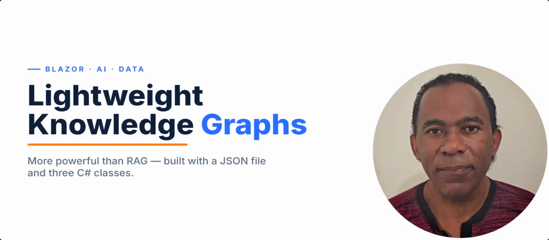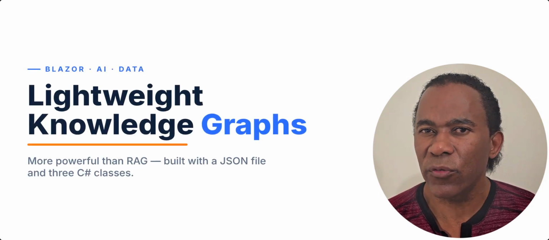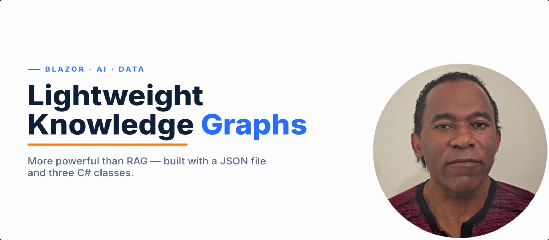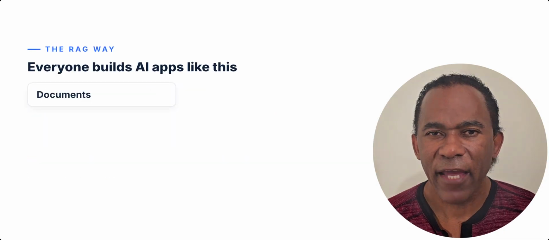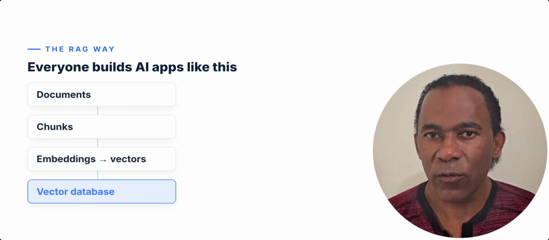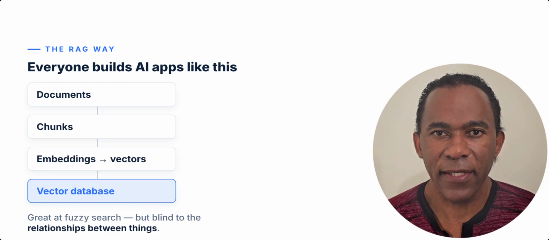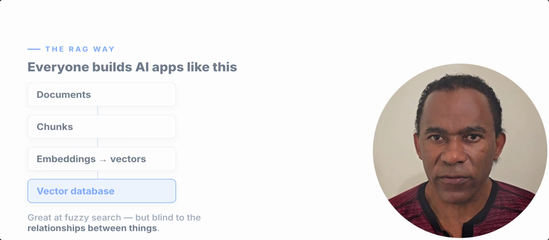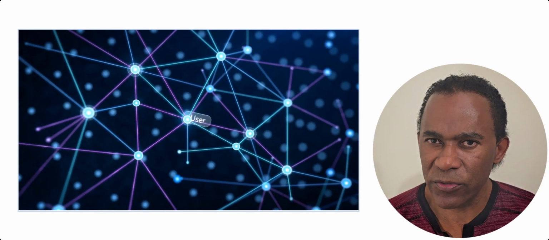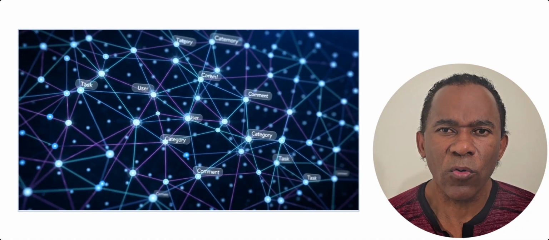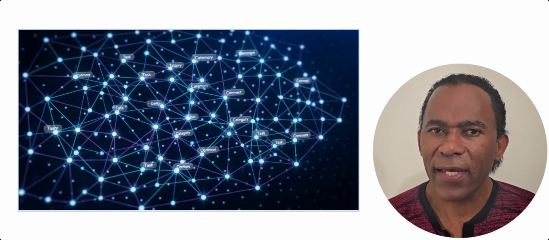Today, we're talking about something that I think is honestly underrated in the whole AI app conversation right now. Everyone is obsessed with RAG, Retrieval Augmented Generation, vector databases, embeddings, the whole stack. And RAG is fine, it works. But there's a different shape of data that your brain actually uses that handles a whole class of questions that RAG cannot touch. And it's way cheaper to build than people think.